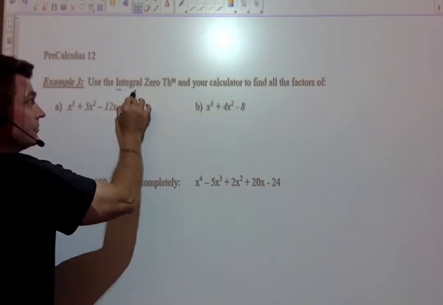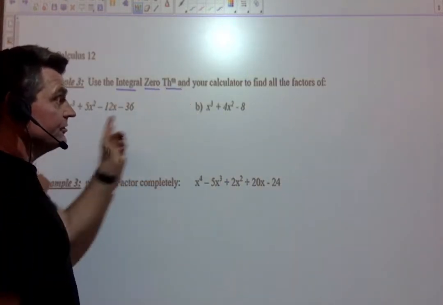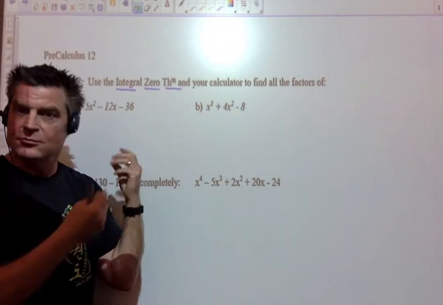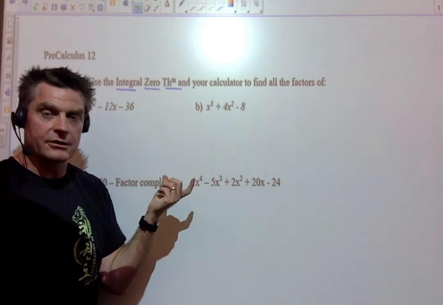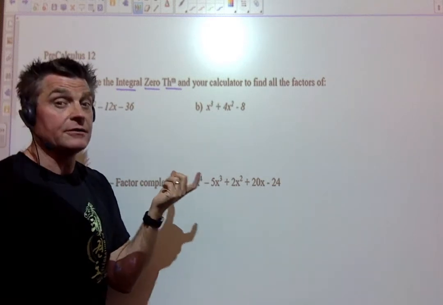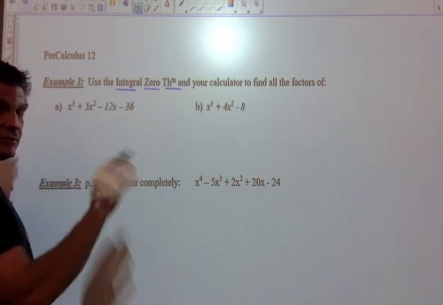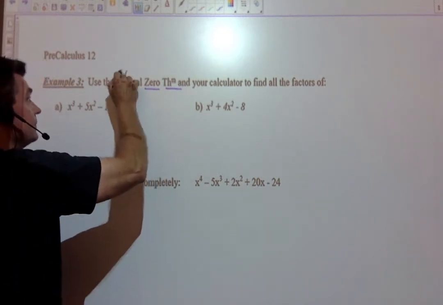Use the integral zero theorem and your calculator. We're not going to do all this stuff by hand. We're going to use the calculator. This is why I'm doing it on the board, because I want you to use your calculator. Let's see what we can do and how we can effectively use the calculator. Okay, so find all the factors. Now, it didn't say write out all the possibilities, but I'll do that here.